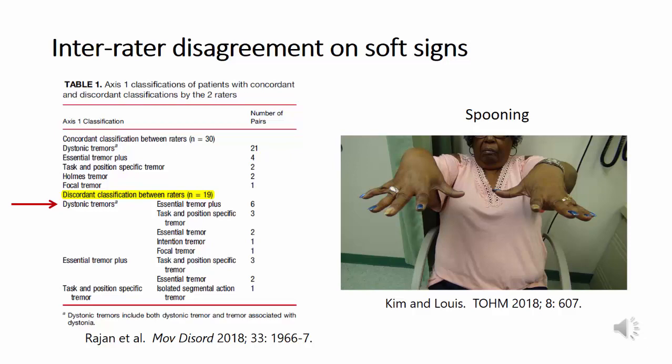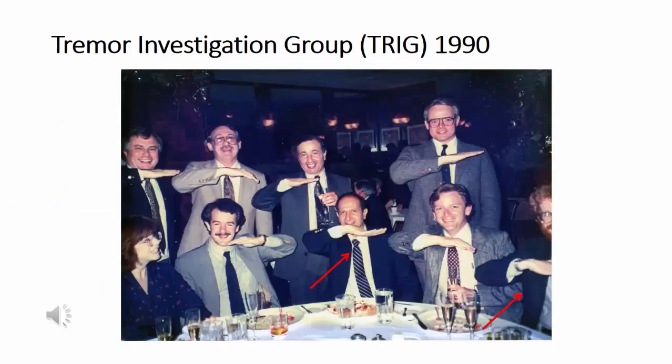It is clear from this old photograph that spooning can occur in normal people. This photograph was taken at a dinner party after the first meeting of the Tremor Investigation Group in 1990. We posed with this so-called wing-beating posture because there was considerable debate about its value in the assessment of postural tremor. We ultimately concluded that this posture was very valuable. The arrows point to spooning posture of the hands in two of my colleagues.